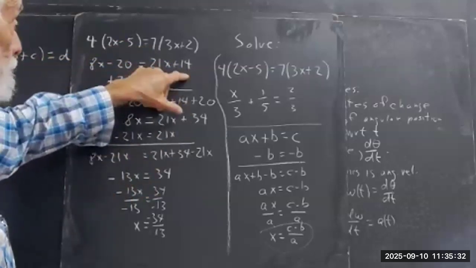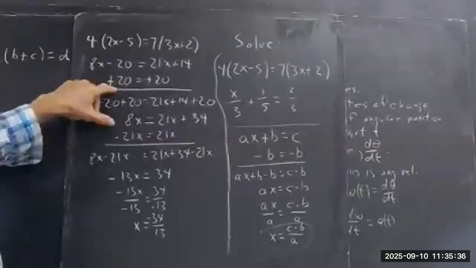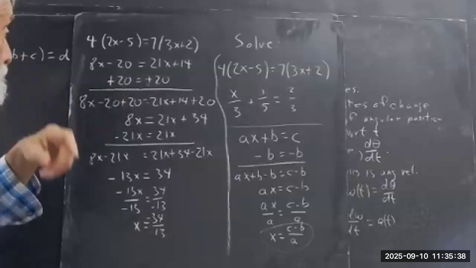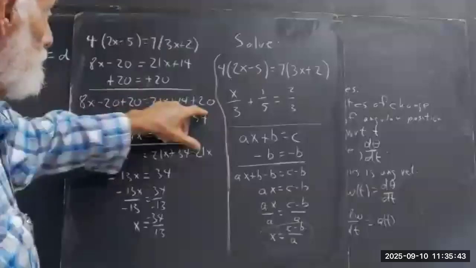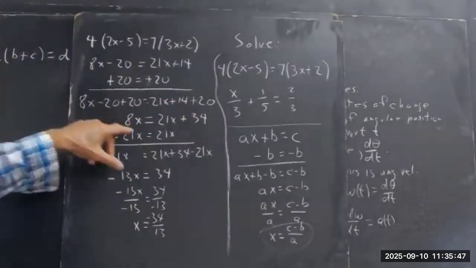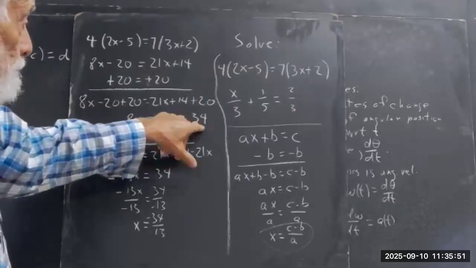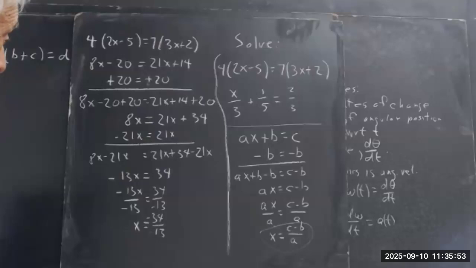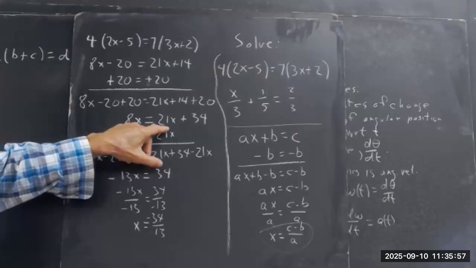I get this equation. I've got a minus 20 on the left-hand side. I add 20 to both sides. I write out the equation as I urge everybody to do at this point. And when I do the addition, I get 8x equals 21x plus 34. Then, and this is a step where some people got stuck.